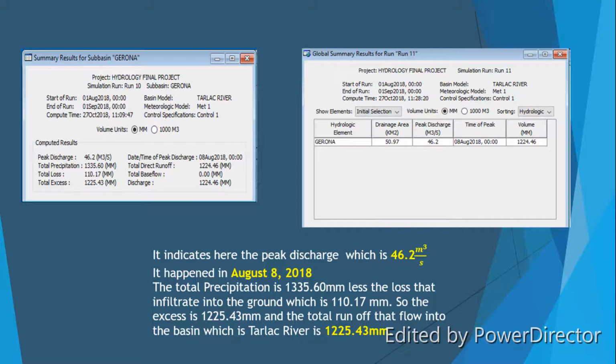So the excess is 1,225.43 millimeters, and the total runoff that flows into the basin, which is the Tarlac River, is 1,225.43 millimeters.